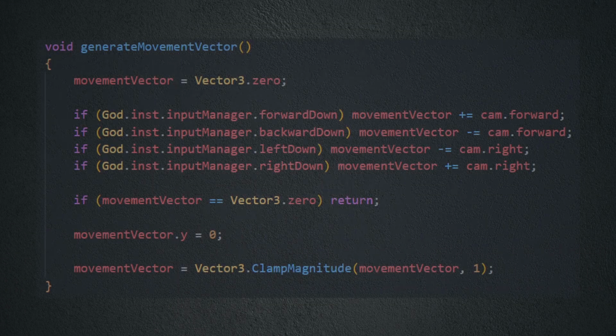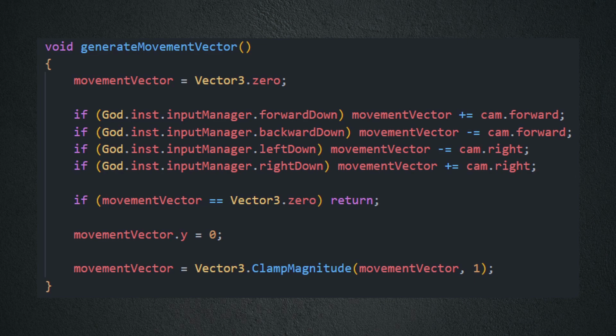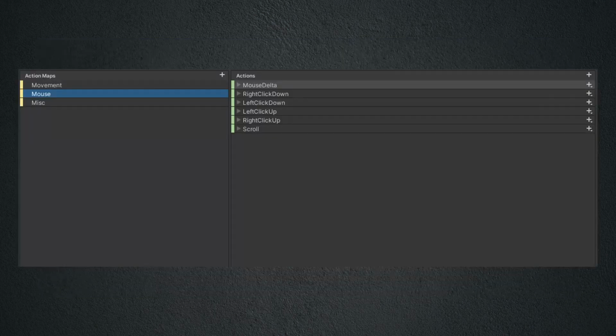First, I generate a vector that points in the desired direction the player wants to move based on buttons pressed and the camera position. Speaking of buttons, I am using Unity's input system and I'm quite happy for now. The event-based input handling really works like a charm.